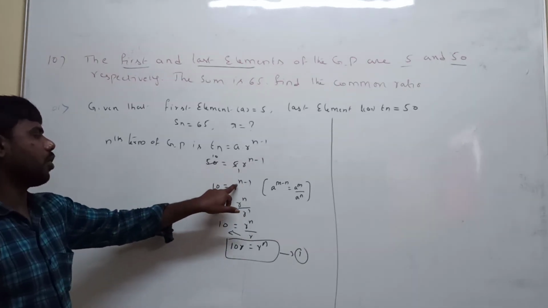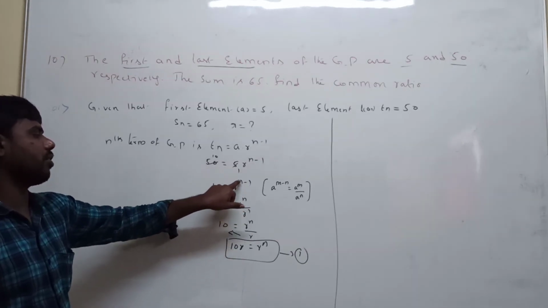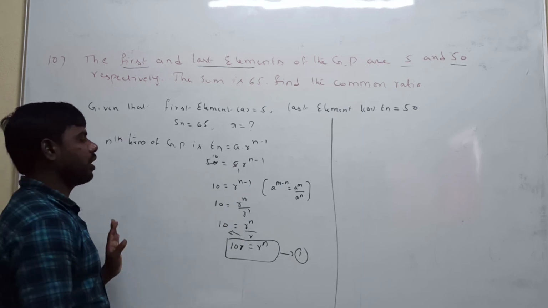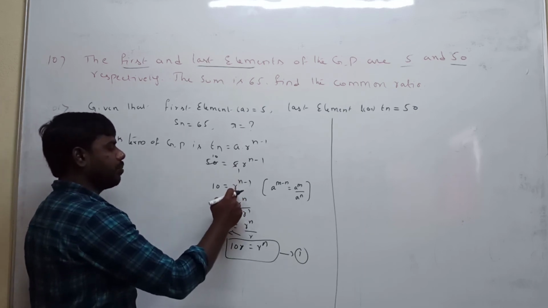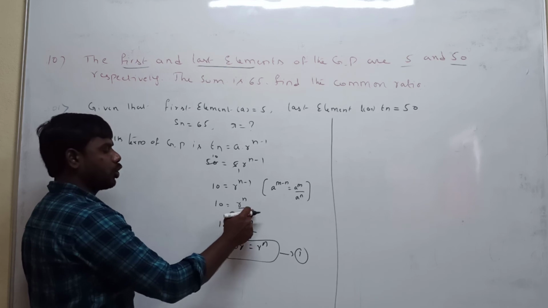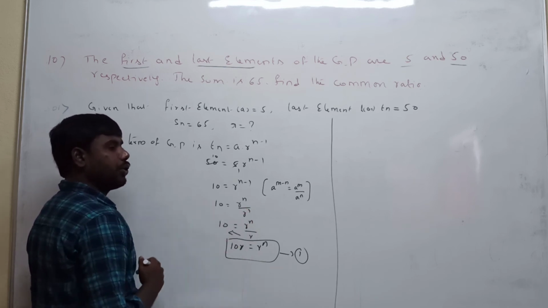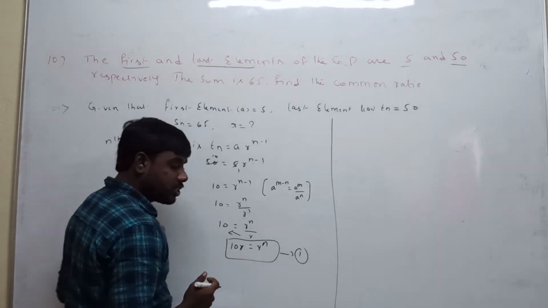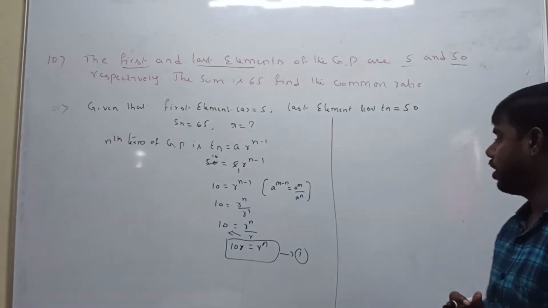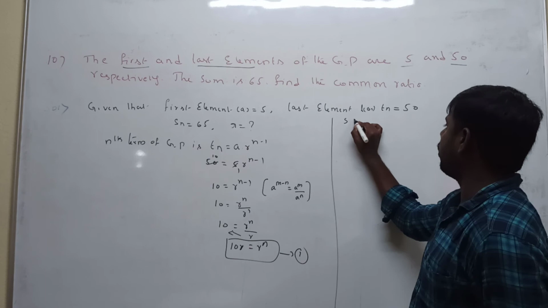Here a power of m minus n can be written as a power of m divided by a power of n. The formula is r to the power of n divided by r to the power of 1. R to the power of n value is 10r. Cross multiplying on the left hand side, 10 into r is equal to r to the power of n. Consider this equation number 1.